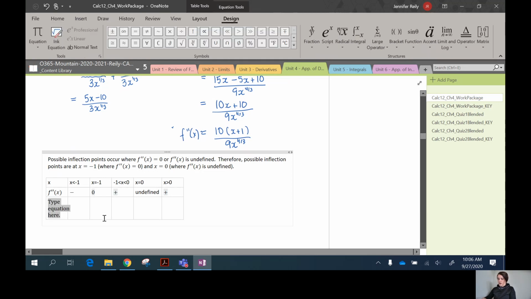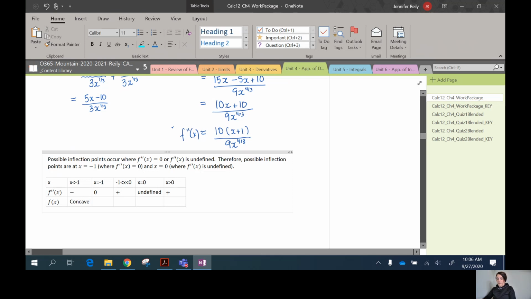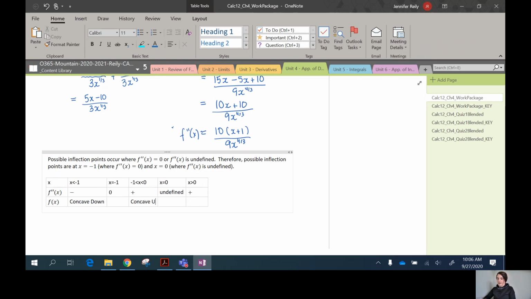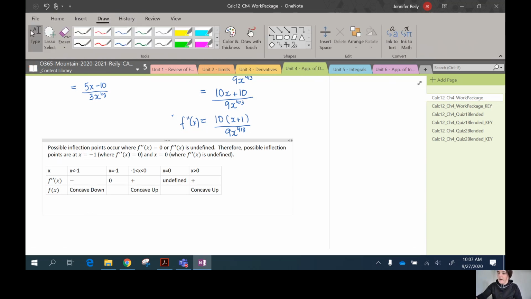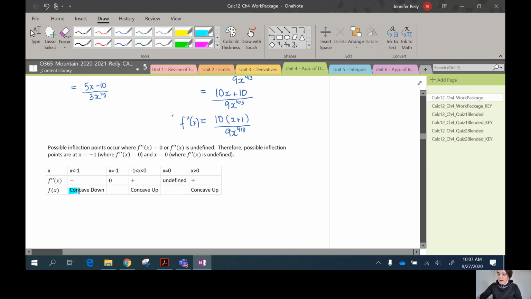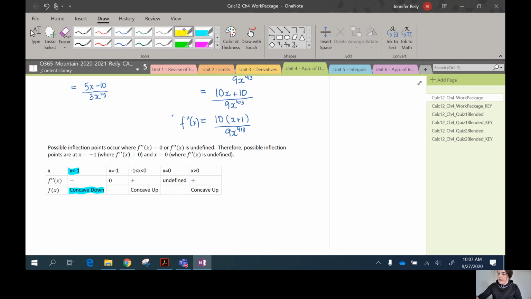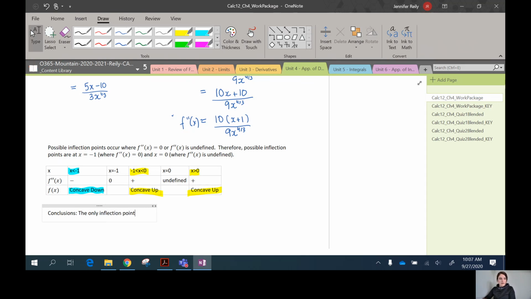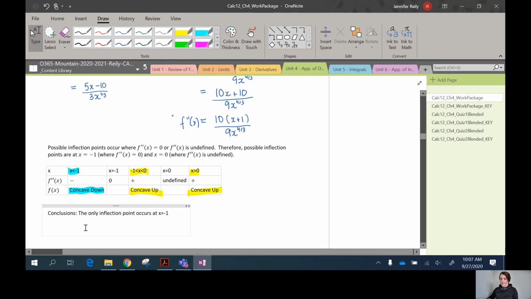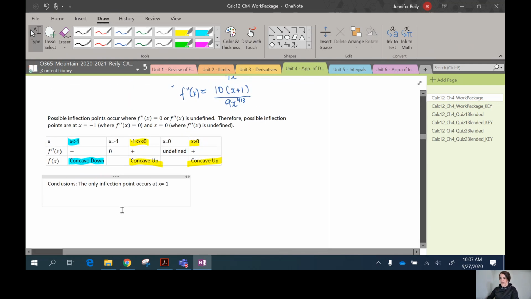So that means our function is concave down here, and concave up here. So only one of these possible inflection points turned out to be an actual inflection point, right? This is why you need to actually do the test. Here it was concave down for x less than -1. Then it's concave up in this region and still concave up here. So therefore, conclusion: the question asks, where are the inflection points? The only inflection point occurs at x equals -1.